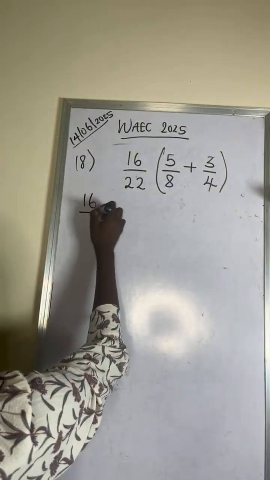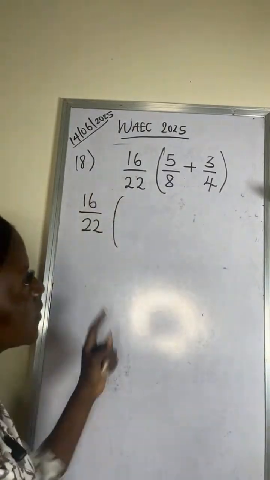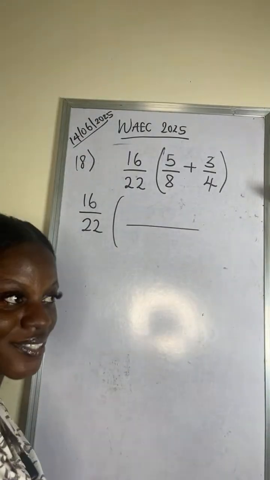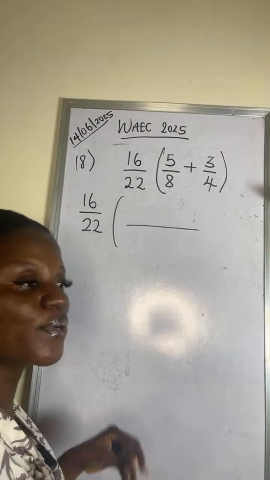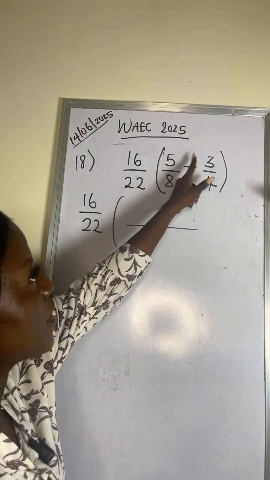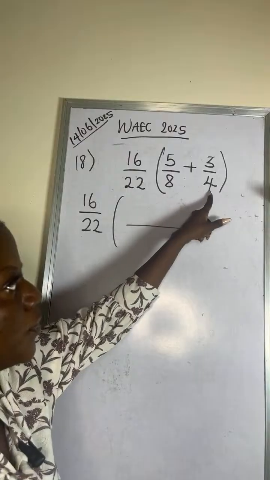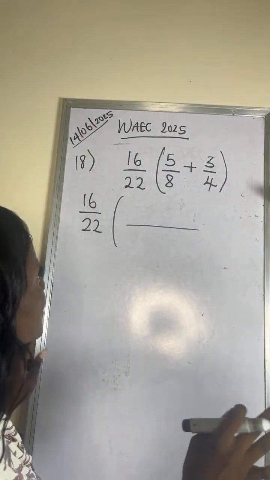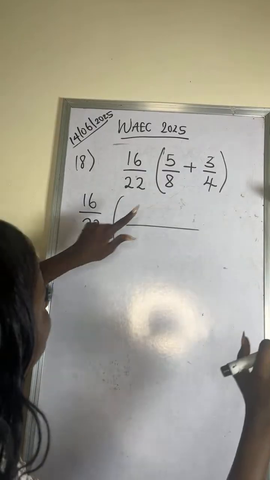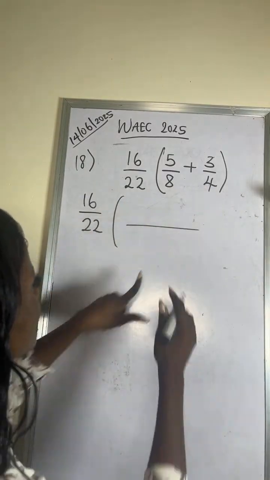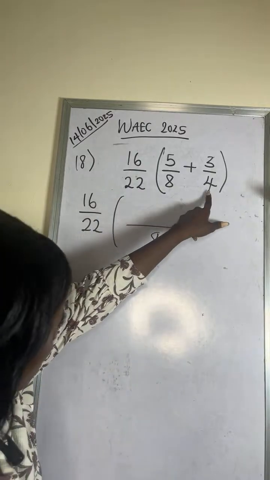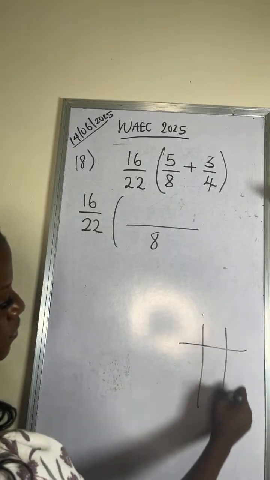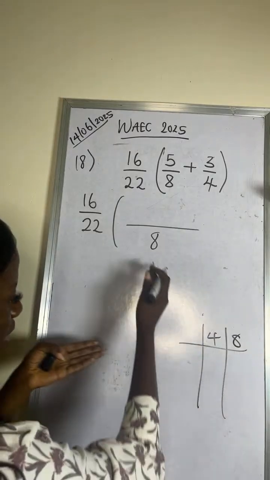So we have 16 over 22. Find your LCM. As always, when you have addition or subtraction of fractions, always find your LCM. Don't just do 5 plus 3, 8. No, it doesn't work like that. We have a video from this morning that says it doesn't work like that. So the LCM of 8 and 4 is 8 because 4 is a factor of 8. If you try it, you'll see that you'll get 8.